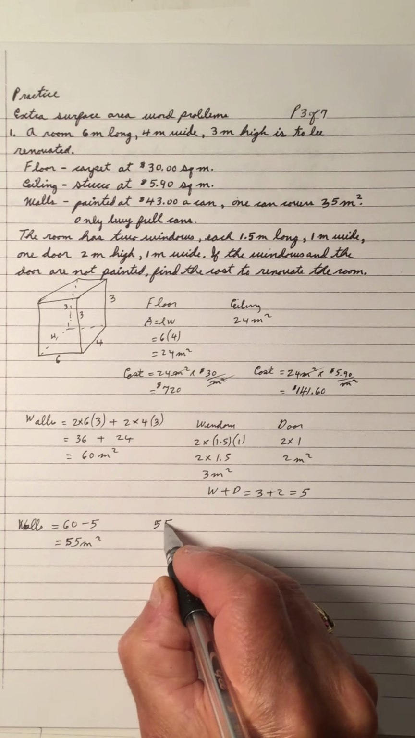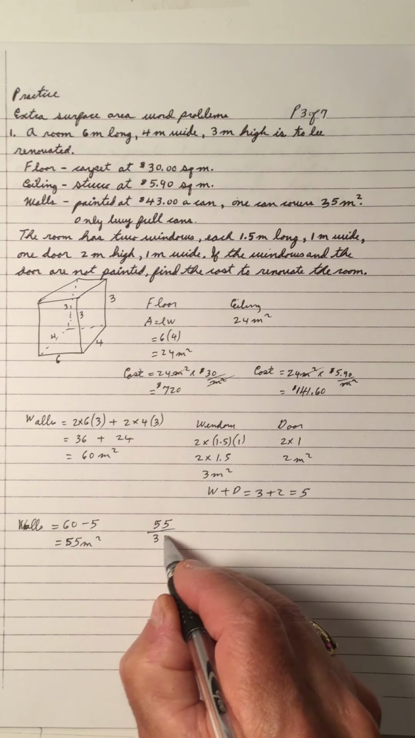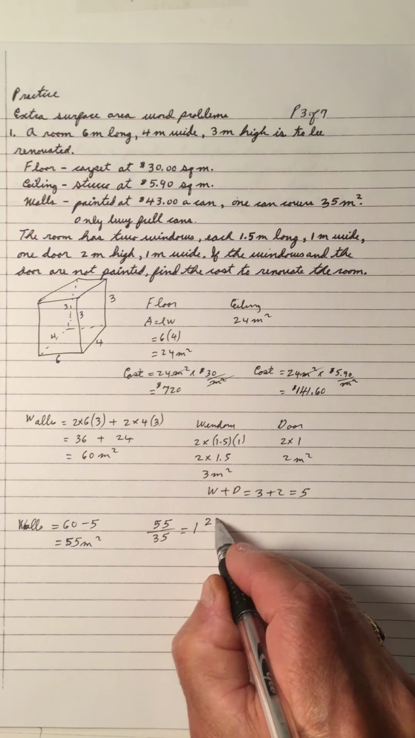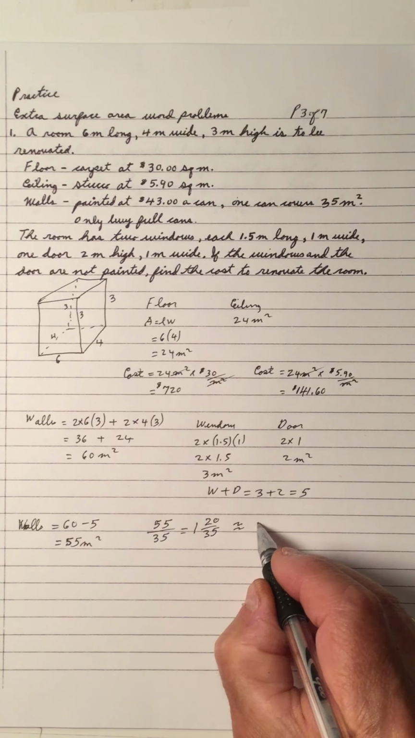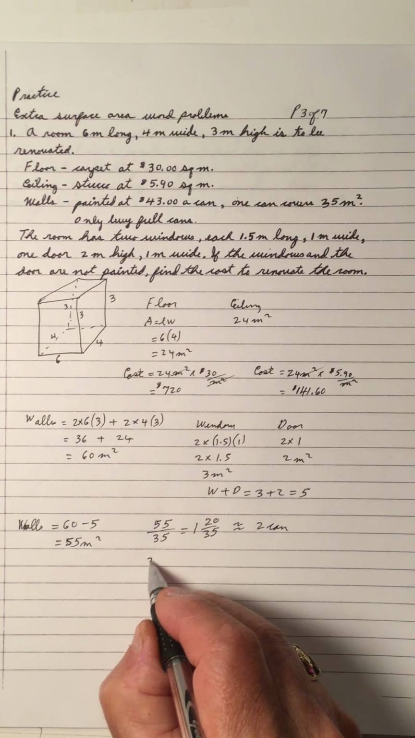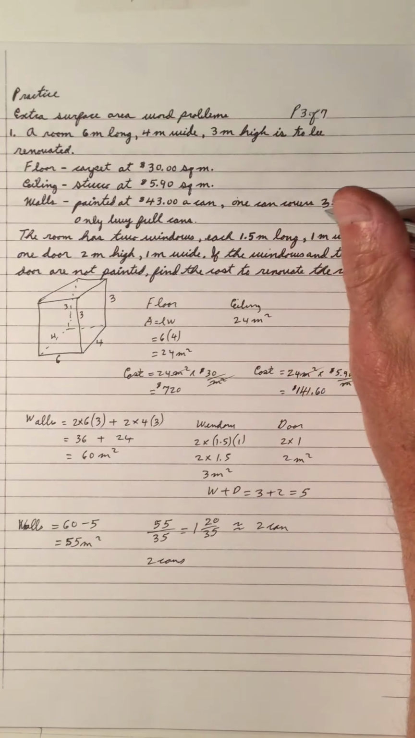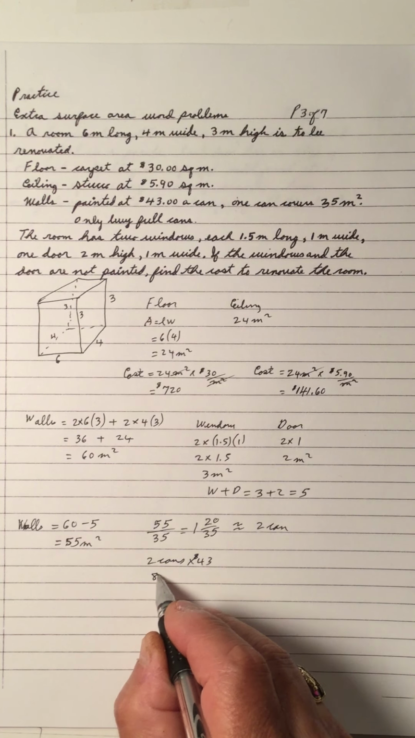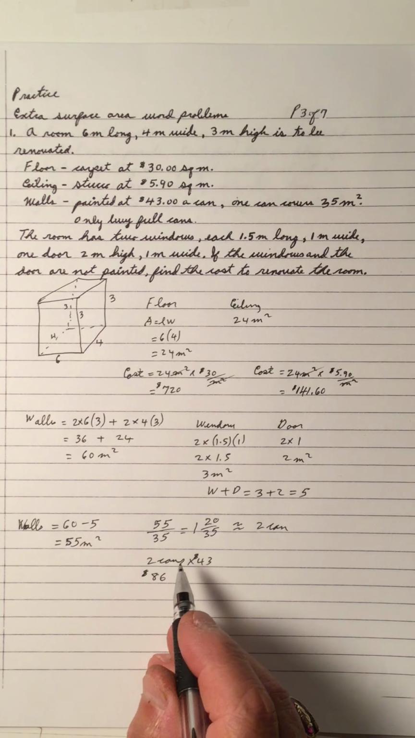So how many cans we're going to use? One can is going to cover 35 square meters. And 35 into 55 is 1, and there's 20 left over. So really, we're going to need to buy 2 cans. And 2 cans at $43 a can. So the cans are going to cost $86 to buy the paint.